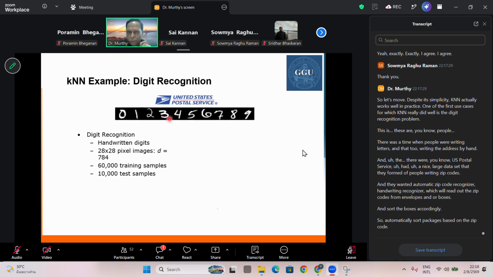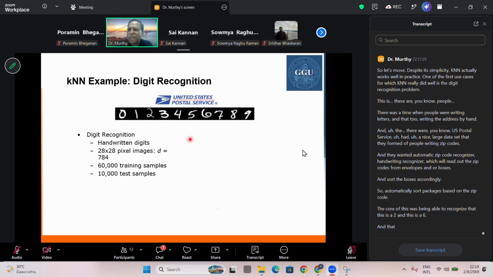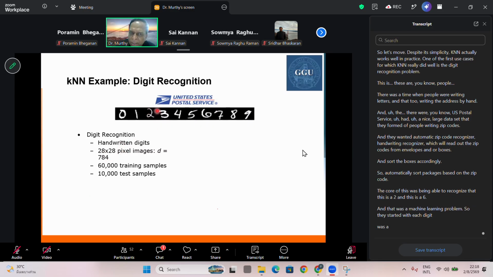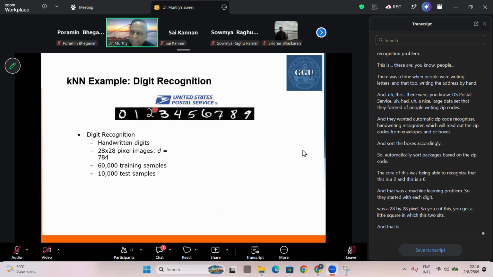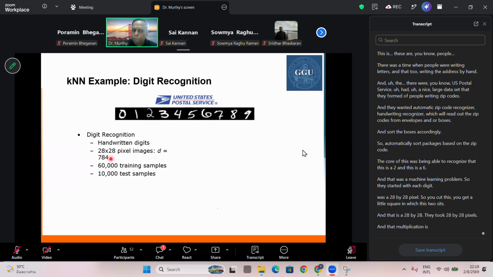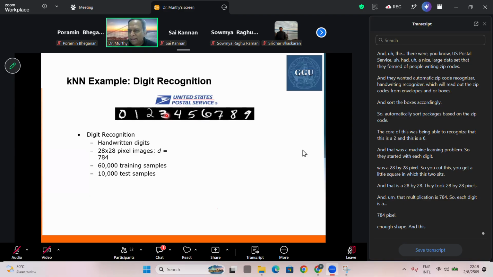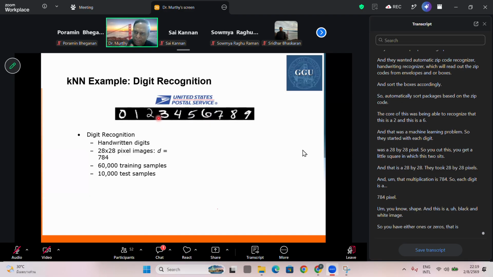The core of this was being able to recognize that this is a 2 and this is a 6. That was a machine learning problem. So each digit was a 28 by 28 pixel image. You cut this, you get a little square in which this 2 sits, and that is 28 by 28. That multiplication is 784. So each digit is a 784-pixel shape. And this is a black and white image, so you have either ones or zeros, that is 255 or 0. That's the pixel.